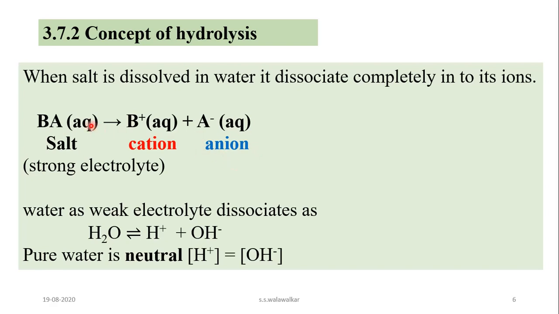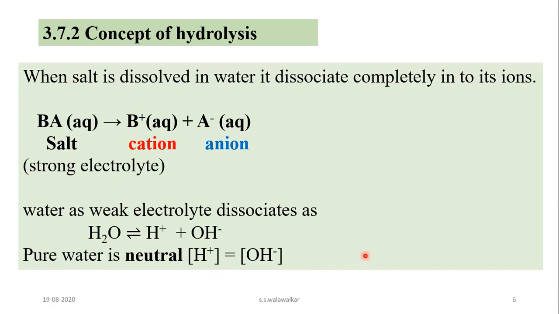Now you know that whenever salt is dissolved in water, that water acts as a solvent, and water is also a weak electrolyte. It dissociates to a very little extent. We have studied this in the last lecture. So water dissociates to a little extent and gives you a very small number of hydrogen ions and OH ions in the solution. In pure water, the concentration of hydrogen ion and the concentration of hydroxyl ion are the same, and therefore the solution is neutral.